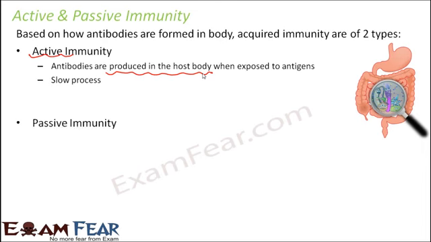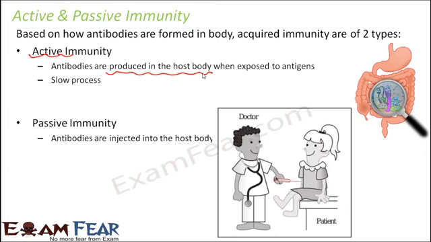Now let us see what is passive immunity. In this case, the antibodies are not produced in the body. Rather, ready-made antibodies are injected into the host body. So the production part is not taking place inside the body. Some antibodies from outside are being injected into the body. Now these antibodies are against some specific antigen.